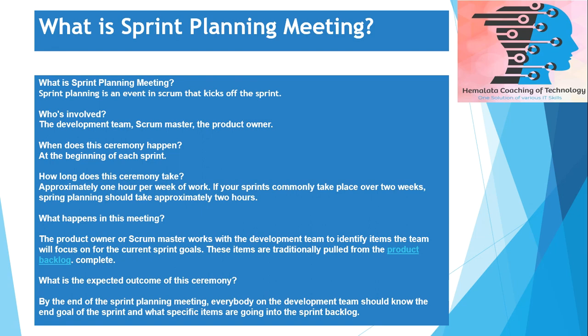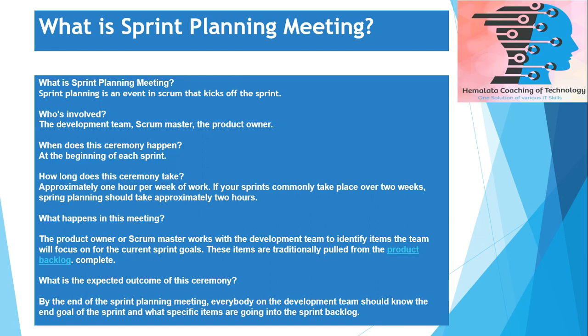Suppose we have 30 items in the product backlog. In this sprint planning meeting, the product owner and the scrum master decide with the development team how many items they can take in the current sprint. By the end of the sprint planning meeting, everybody on the development team, like the developer, tester, and architect, should know the end goal of the sprint and what specific items are going into the sprint backlog.